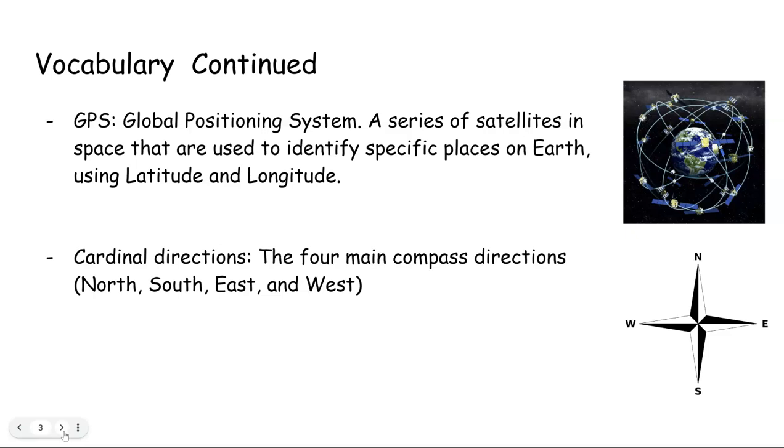Cardinal directions. These are the four main compass directions. They are north, south, east, and west. You should know what these are, but if you forgot, just remember, if you ever have to label a compass rose, you need to use our fancy little phrase, never eat soggy waffles. And that goes in the clockwise direction, starting up at the top with the north, then east, south, and west, all the way around our compass rose.